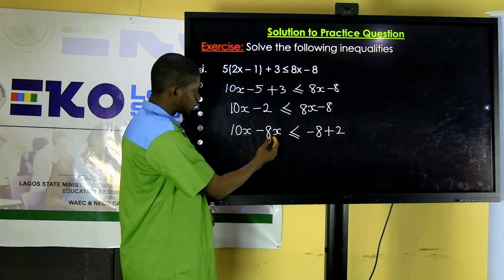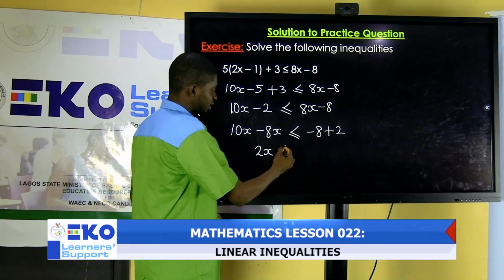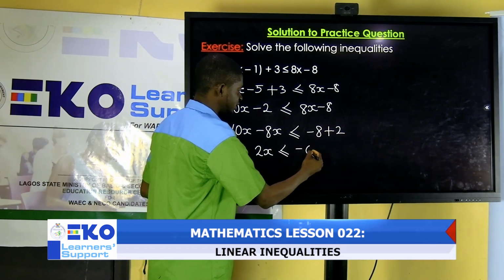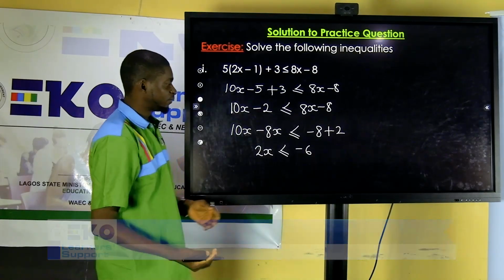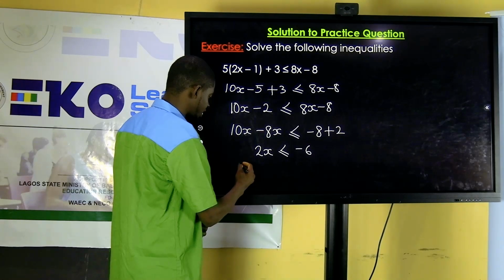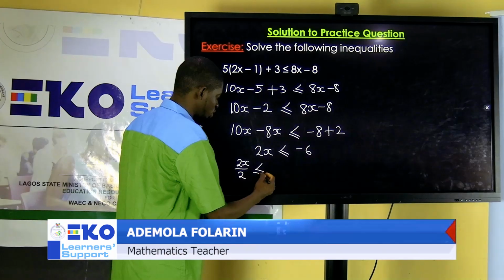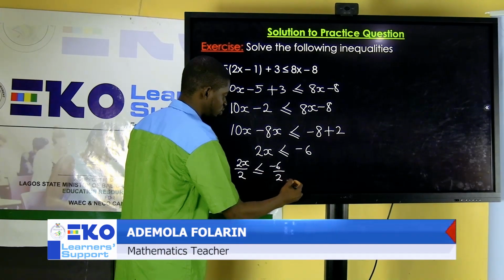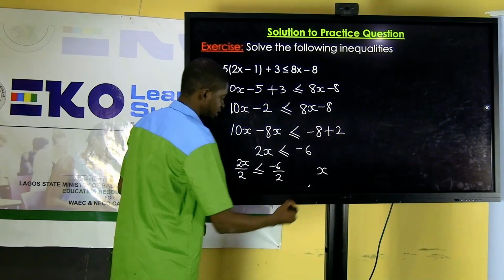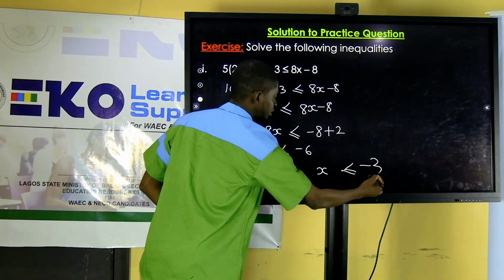So here we are left with subtract 8x from 10x. You have 2x less than or equals to negative 6. Then we can divide both sides of the inequality by the coefficient of x. That's 2x divided by 2 less than or equals to minus 6 divided by 2. So what would that be? We then have x is less than or equals to negative 3.